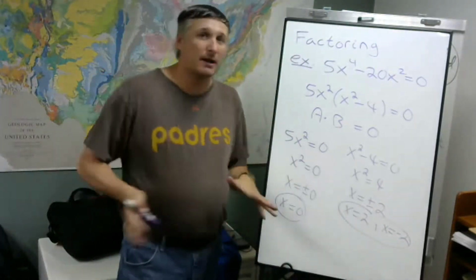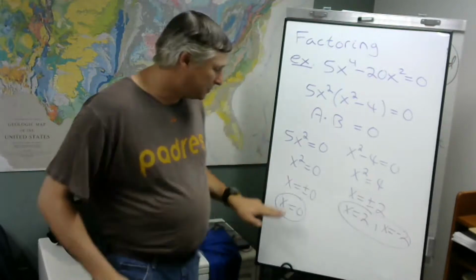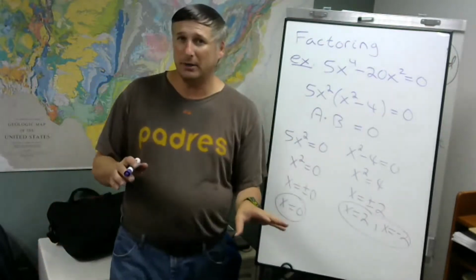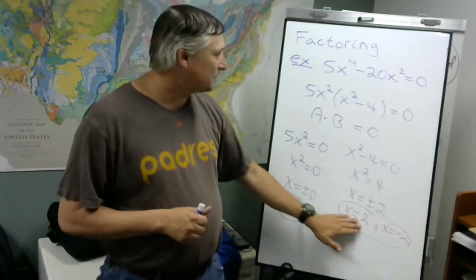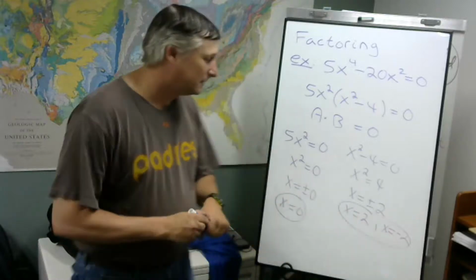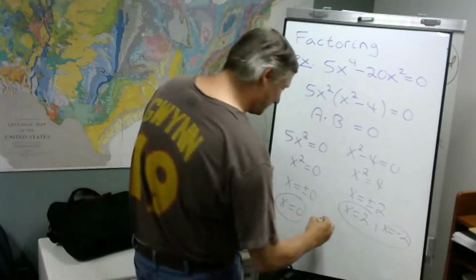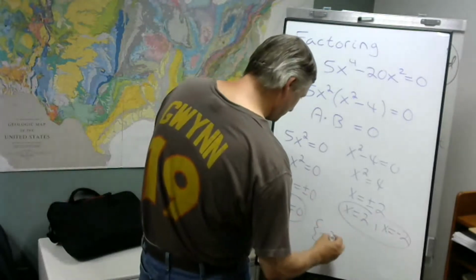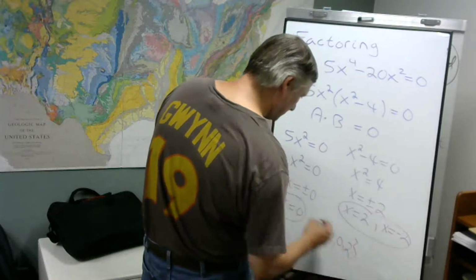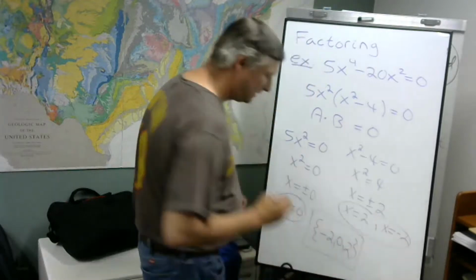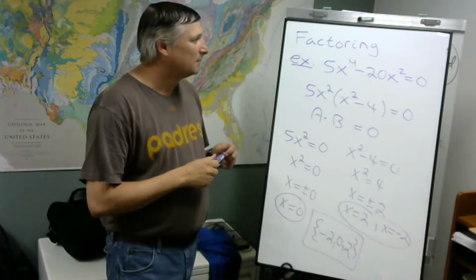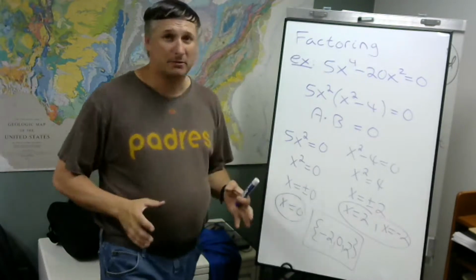Now, just for the sake of time, I'm just going to tell you what happens. If you check x is 0, it works. You want to check in the original equation. If you check x is 2 and x is negative 2, those also work. So what you'll get for your answer is -2, 0, and 2. Now let's take a look at another one.